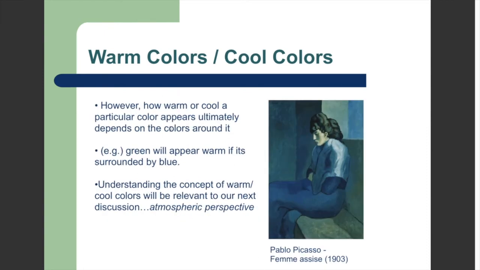So although we refer to some colors as warm and some colors as cool, how cool or warm a color appears depends on the colors around it. So in this case, these are all cool colors except for maybe the face. But we can see that this color is warmer than this. Okay, and the dress is cooler than the wall.